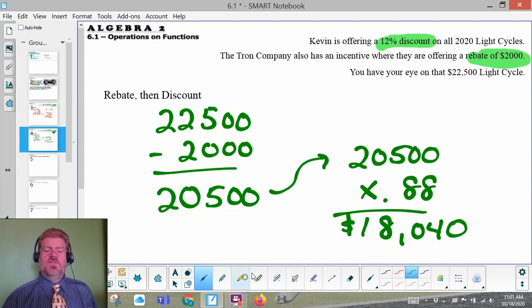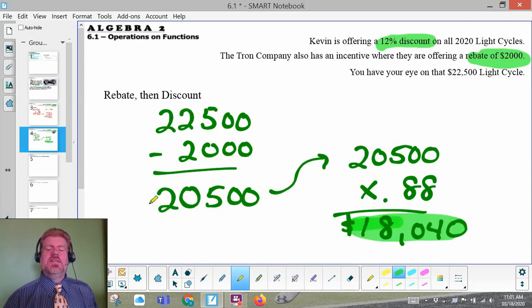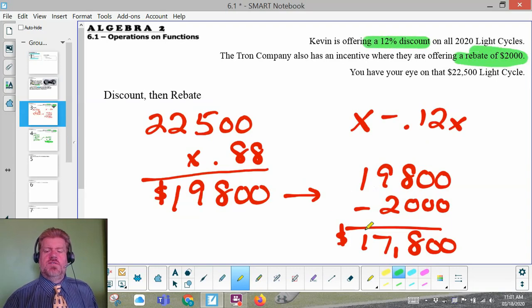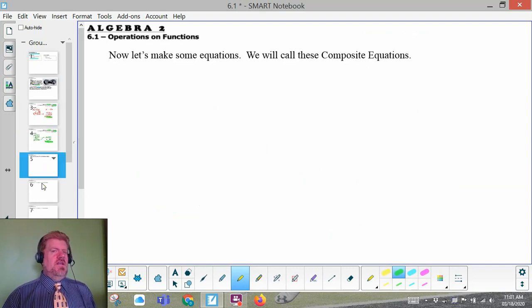So as you can see, the price of $18,040 is a little bit higher than our price of $17,800. So I'm guessing you probably want to save some money. I'd go with the $17,800. I would go with the discount first and then the rebate. Let me show you what that looks like with an equation.